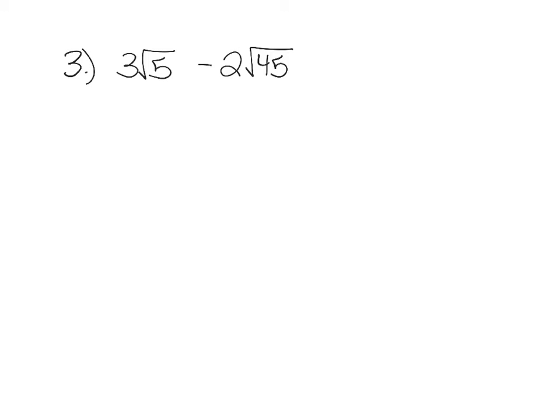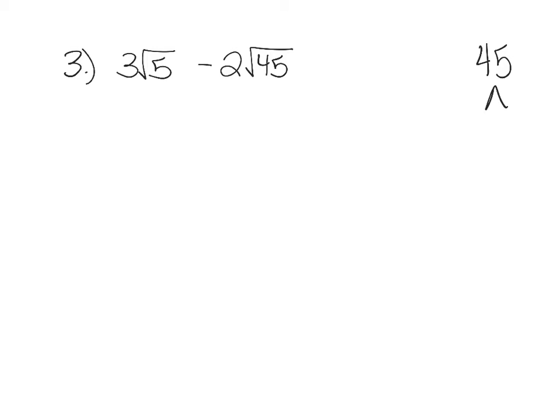Okay, now I have 3 radical 5 minus 2 radical 45. Now notice I have a radical 5. We've already said that doesn't simplify. And I have a radical 45. Now I can't combine those together because one has a 5 under it, one has a 45 under it. But I'm going to take the 45 and see if I can't simplify that some.